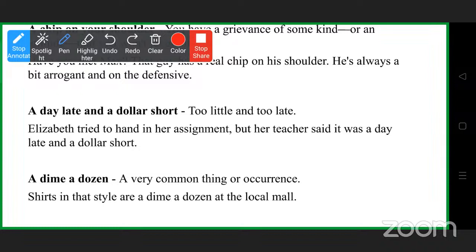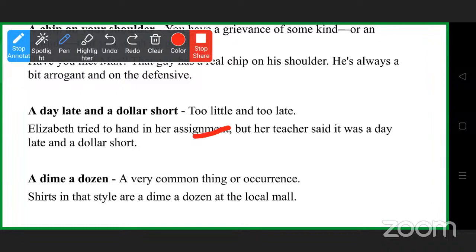Elizabeth tried to hand in her assignment, but her teacher said that it was a day late and a dollar short. Too little, too late. It is already a lot late now, and whatever you provided has no substance.